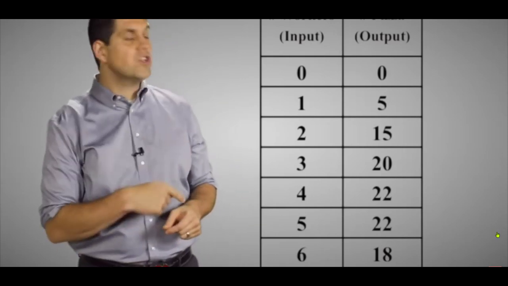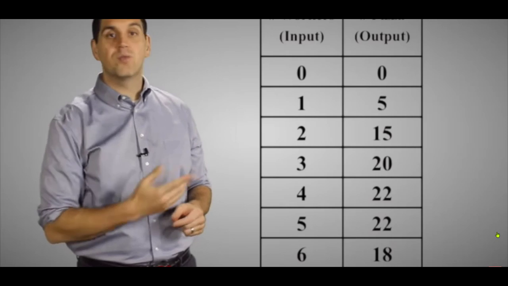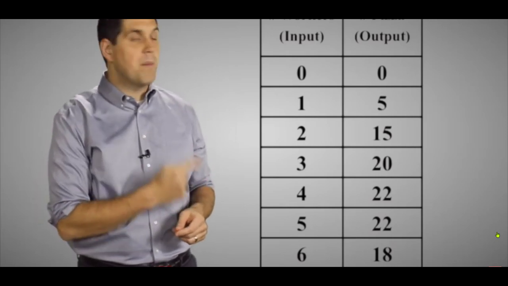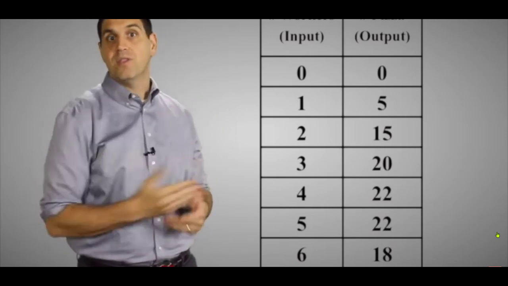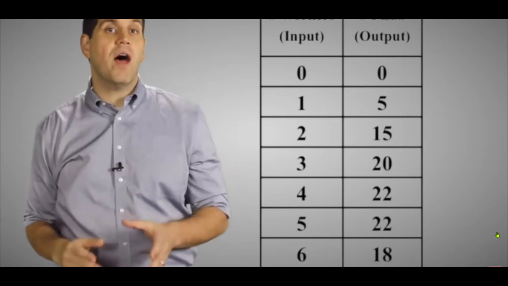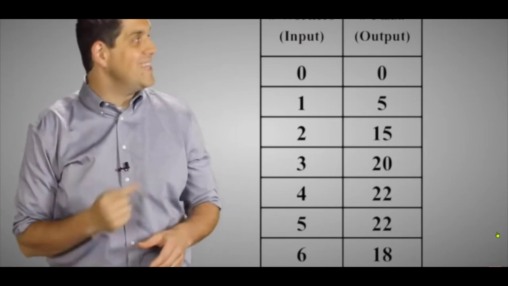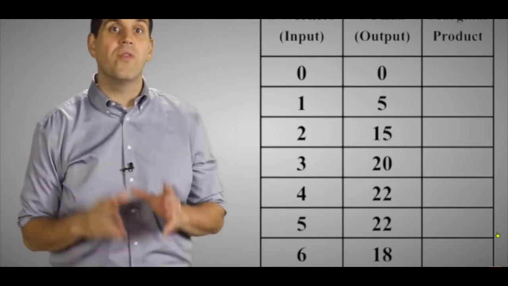Right here, this first column is number of inputs, in this case, workers. The second column is the number of output, the pizzas they can produce in 30 minutes. These numbers show the law of diminishing marginal returns, but it's easier to see them by calculating something called the marginal product.